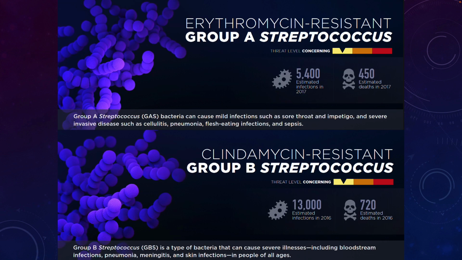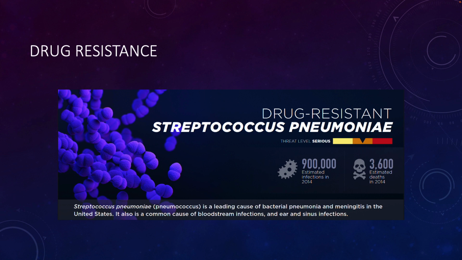So if we look at some of our data from the CDC, again, this is from 2017, so they haven't released an updated report yet. Erythromycin-resistant group A strep, 5,400 infections, 450 estimated deaths. Clindamycin-resistant group B strep, so Streptococcus agalactiae, 13,000 infections, 720 deaths. And drug-resistant Streptococcus pneumoniae, 900,000 infections in 2014, 3,600 deaths in 2014.